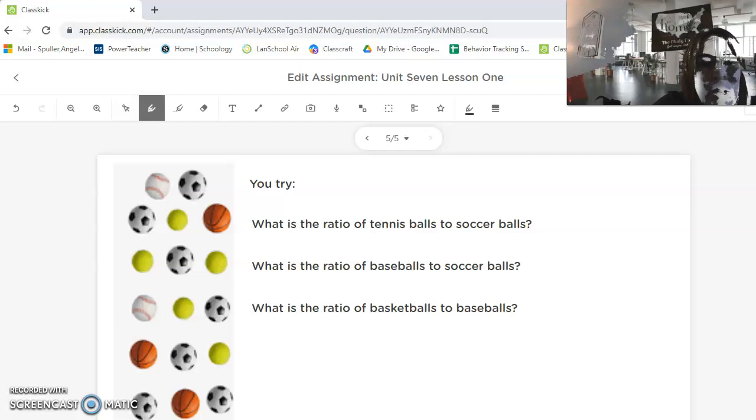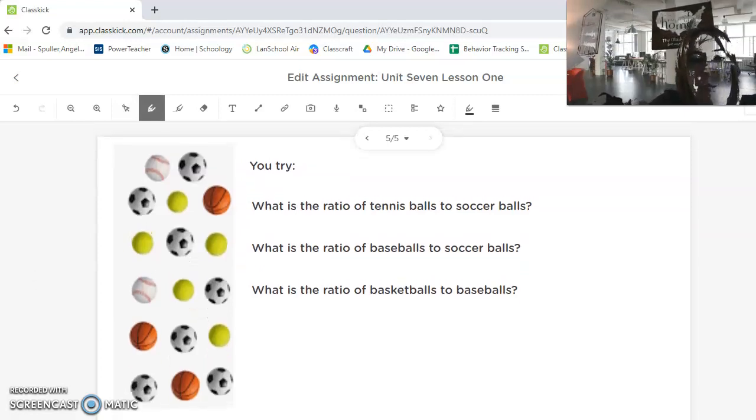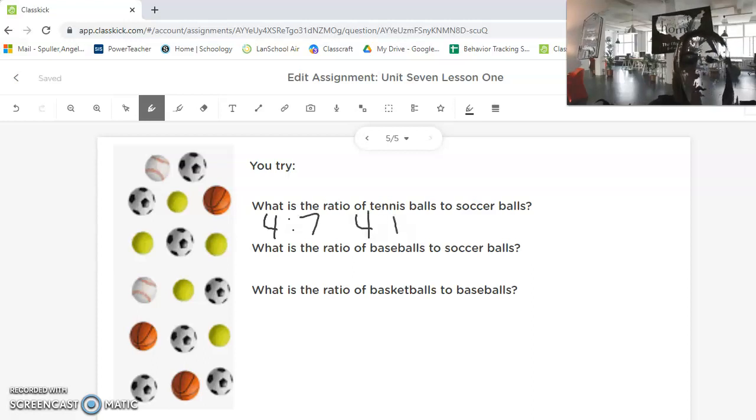All right, so for the first one, tennis balls. Well, there's 1, 2, 3, 4. So there's 4. And it says soccer balls. 1, 2, 3, 4, 5, 6, 7. 4 to 7. You could say 4 to 7, or you could have said 4 over 7. Good job.